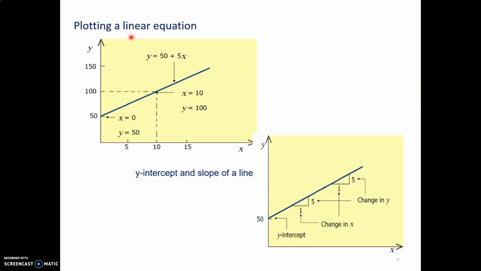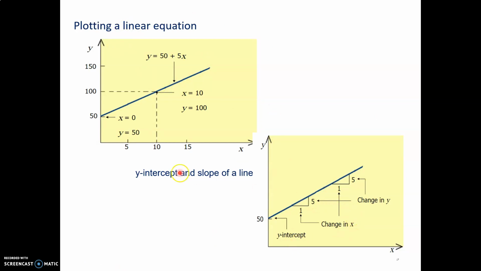Here, plotting a linear equation: y-intercept and slope of a line. Here, x takes the values 5, 10, 15, and the y scale is 50, 100, 150. Here, draw the line. When x is 0, y is 50. Next, when x equals 10, the y value is 100. The linear model, or linear equation, is y equals 50 plus 5x. It is the plotting a linear equation diagram.